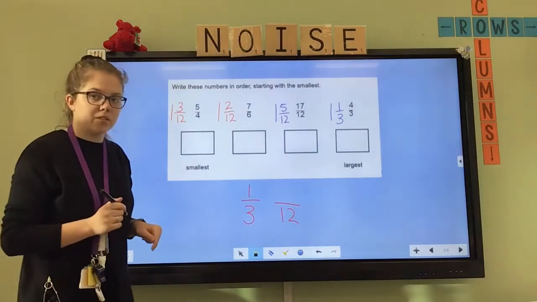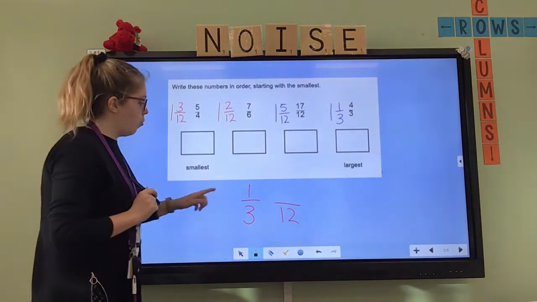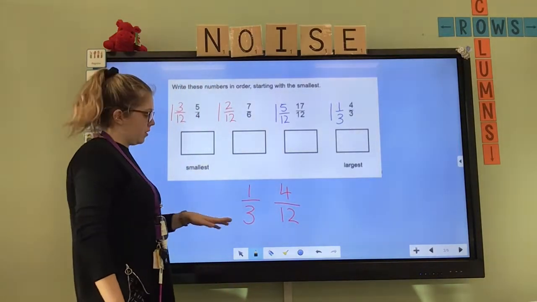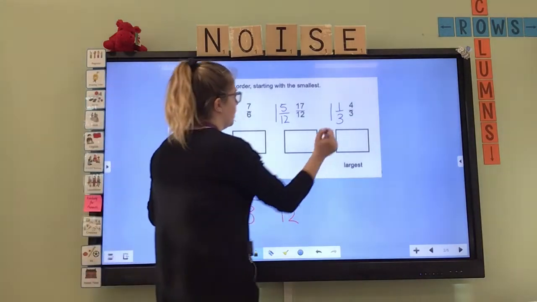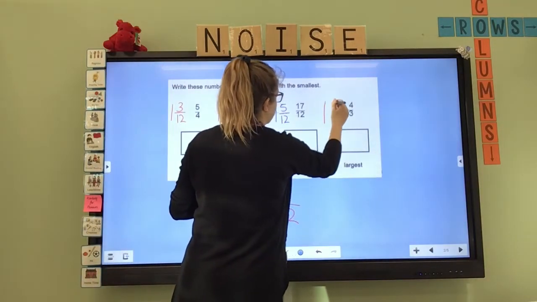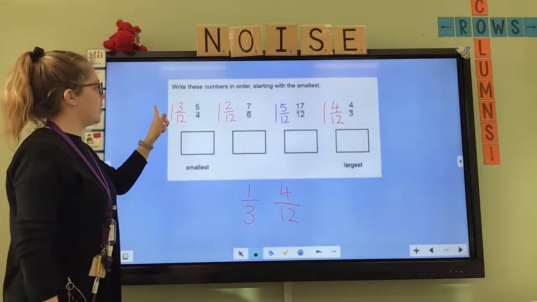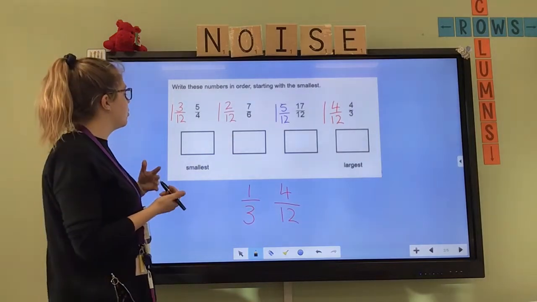Try and do this one by yourselves and then join back in for the answer. So 1/3 is equivalent to 4/12, because 3 times 4 is 12, so we've got to do the same to the numerator. So what that leaves us with is all our fractions are now in 12ths, so we can compare them directly because we've made them all the same.